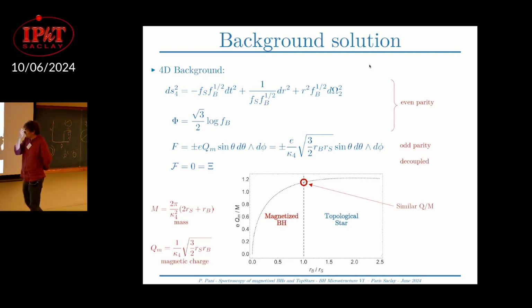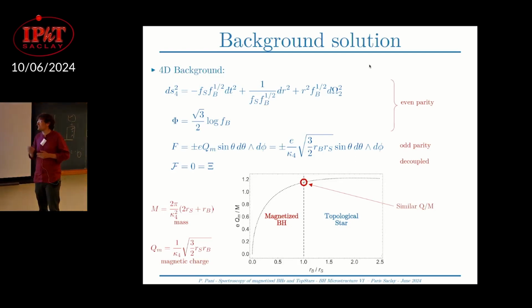Unfortunately, depending on what you are interested in, these solutions exist, as you can see, in a parameter space in which the charge is different. So there is no solution with the same mass and same charge, black holes and topological stars, but at least there is this point here, around which they actually have essentially the same charge to mass ratio, and this will be important for what I'm going to tell you next.